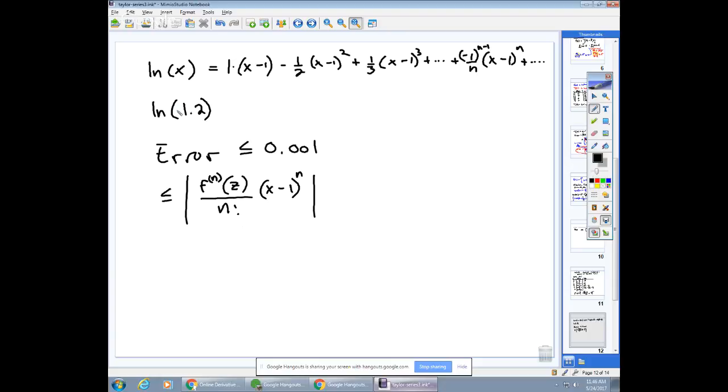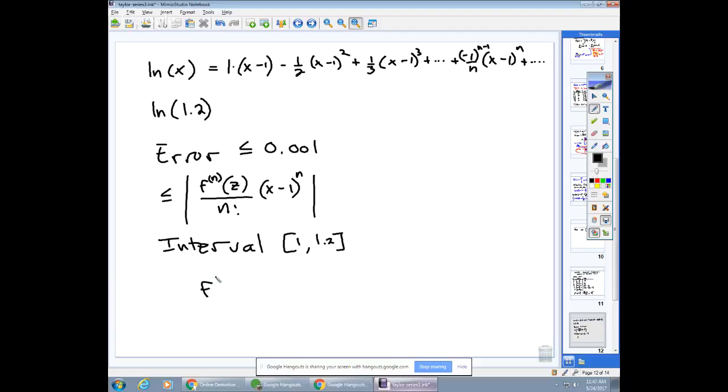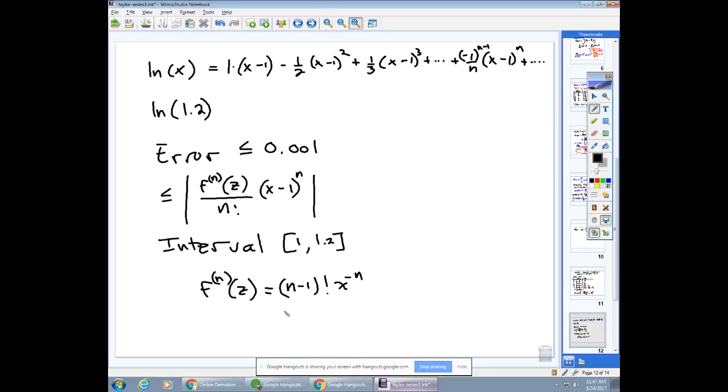Now, for our error here, what's an easy way to do this? Since we're picking x to be 1.2, we can put ourselves in the interval from the center, 1, over to 1.2. So we're going to restrict ourselves to that interval in looking at derivatives. What's the nth derivative look like? Well, we have a formula for the nth derivative right here. I wrote it in terms of k. So the nth derivative is going to be n minus 1 factorial times x to the negative n. Is that the pattern we established here? Yep. So we could rewrite that as n minus 1 factorial over x to the n.